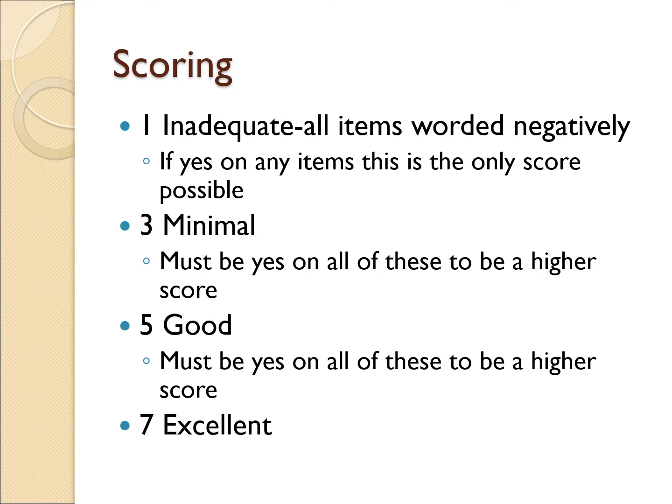The 5 column is labeled good, and everything must be a yes on these to be a higher score. And then the last column is 7, and that's excellent. And so you'll notice that there isn't a column for 2, 4, or 6. And so now we're going to take a look at how we determine 2, 4, and 6.